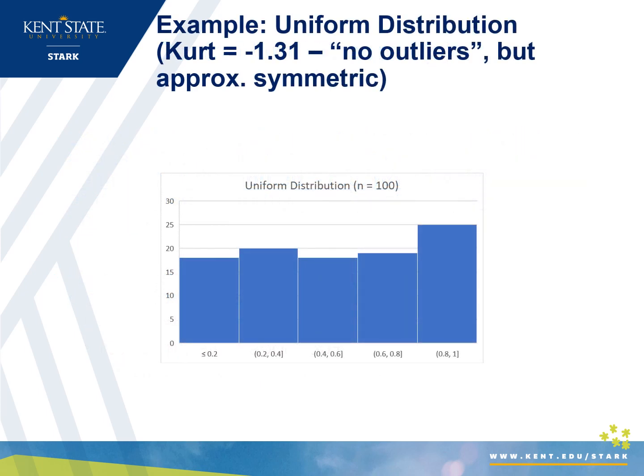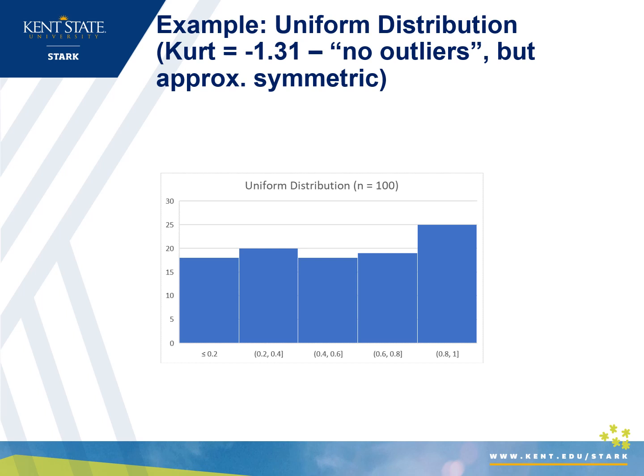So let's look at an example. To create this histogram, I had Excel draw 100 random numbers from a uniform distribution. This is a very flat distribution. Outliers are literally impossible. As a result, the excess kurtosis is quite negative. For this sample, it's about minus 1.31. So this is definitely not normal.